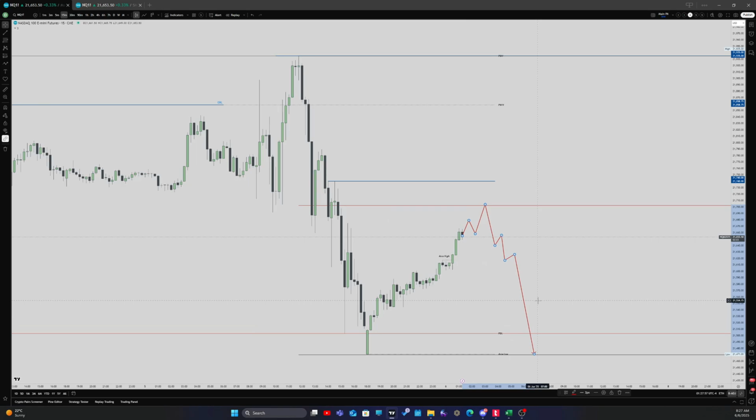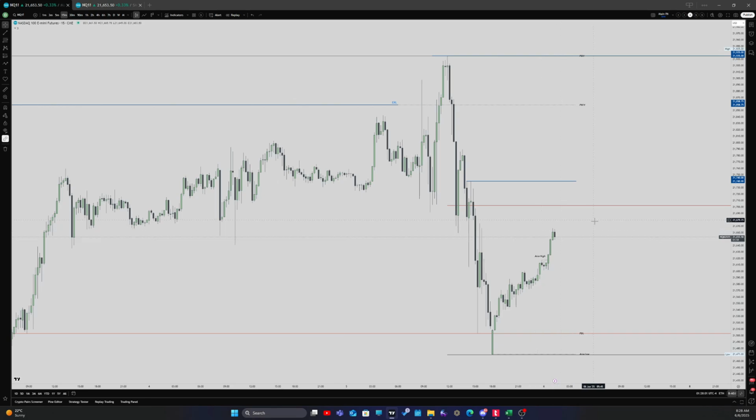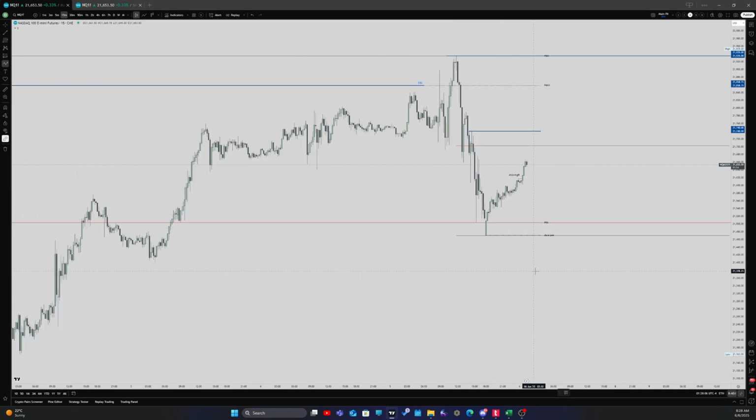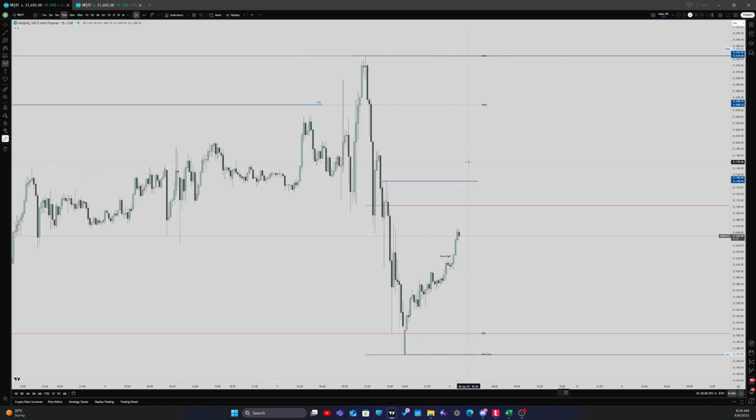Could very well be. But even with the fact that higher time frame is bullish, the immediate move is this one, 50% of the range here. Let's see what happens.